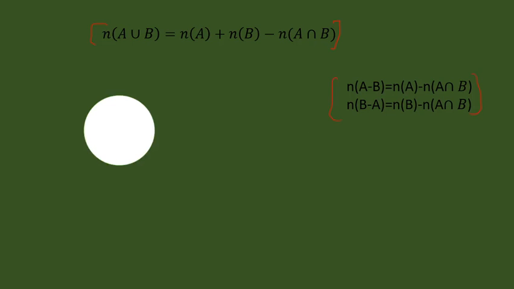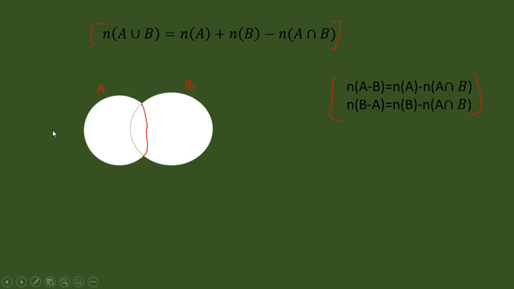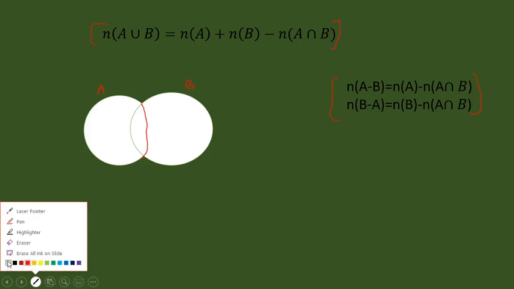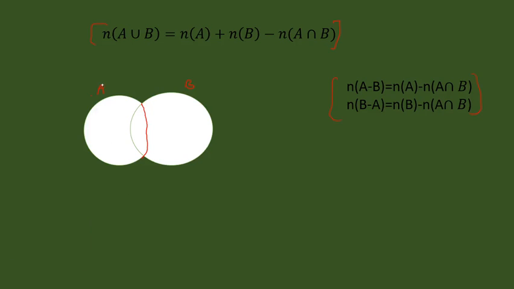Let's take one circle and this is another one. Let me take these two intersecting. Let me name this as set A and this as set B. I'll change the color, as you may think it is not visible properly. So here this is set A, and I'll write this as set B.